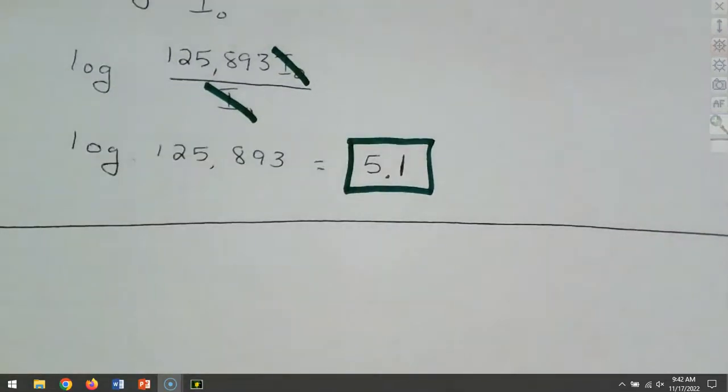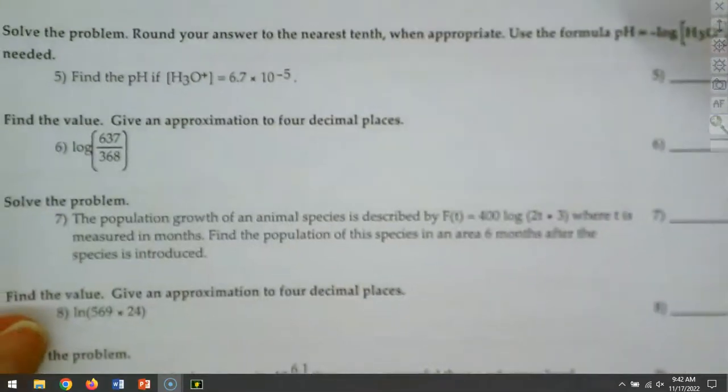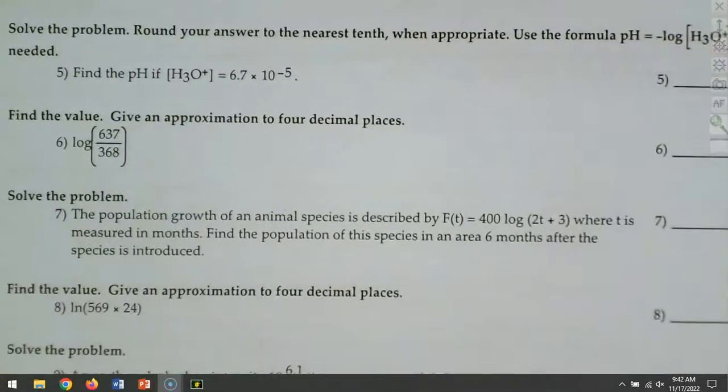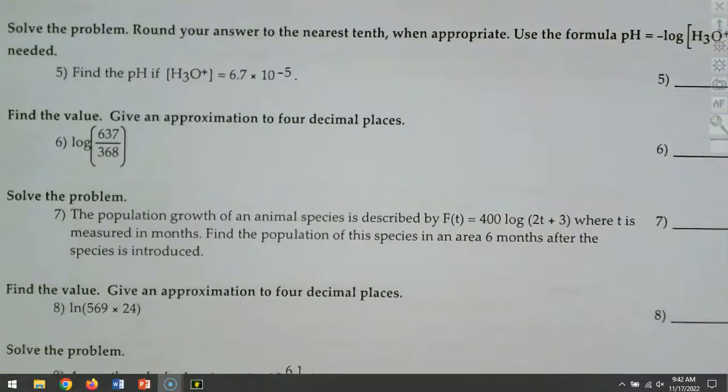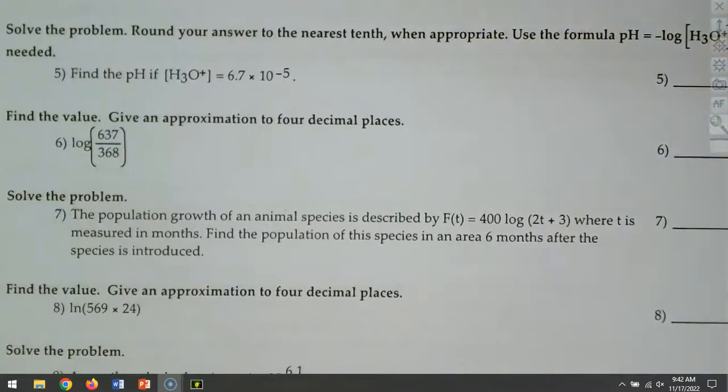Question 7. This one's working with population growth. So we've got a formula, and we're going to be plugging a value in. The population growth of an animal species is described by this formula, where T is measured in months. Find the population of this species in an area 6 months after it's introduced.